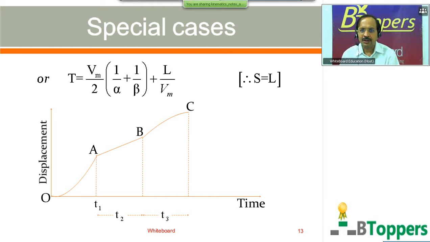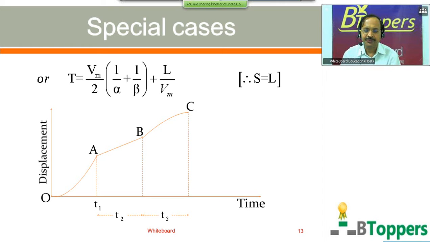I have already shown you the velocity time graph for this case in the previous class, and I have shown you the calculation for the total time of motion in terms of total length of the path, maximum speed, and alpha and beta. The conclusion is there on the board, which I have discussed in an earlier class. For the same case, I am showing the displacement time graph also.